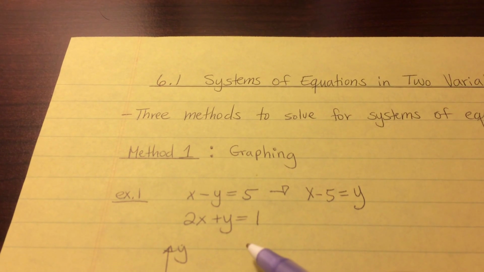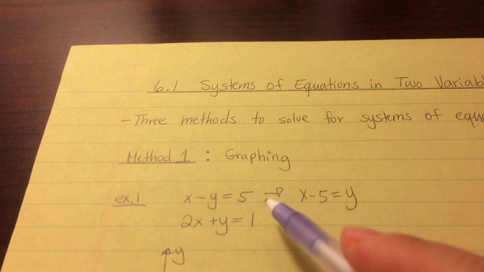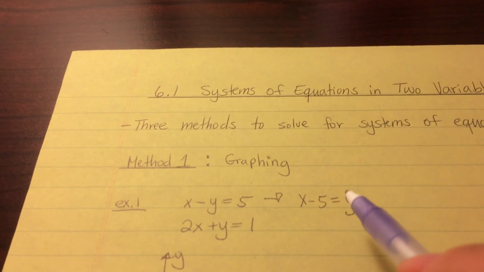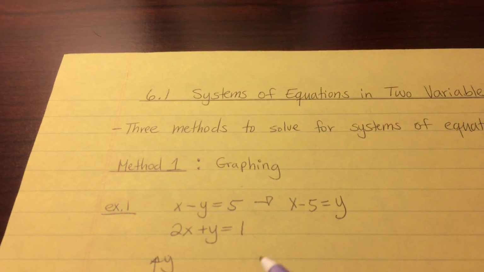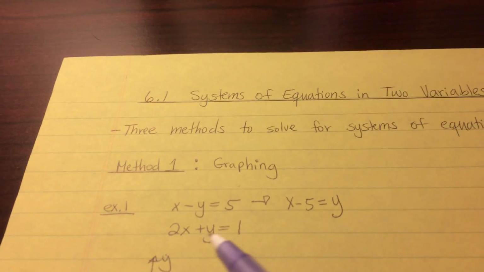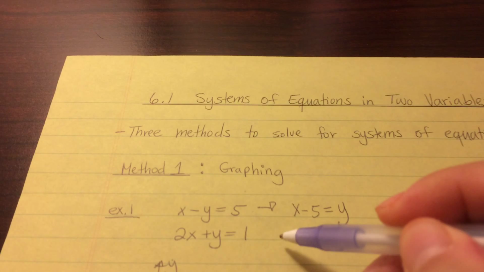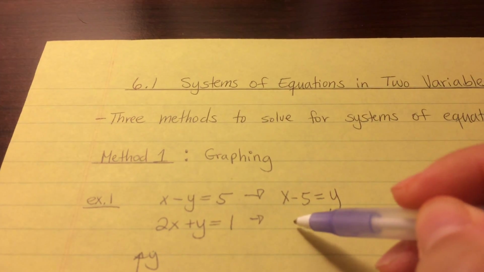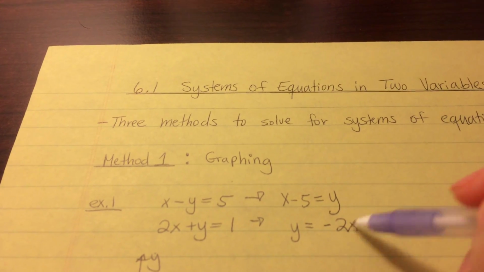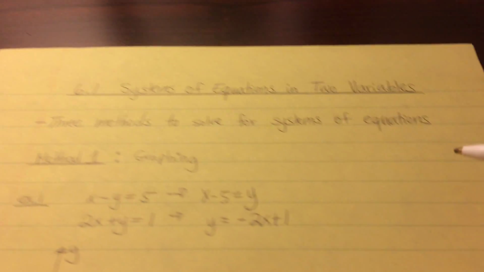Then on this side, we probably want to bring the 2x over to the other side. Try to keep the y positive, because if you have a negative, then you have to divide everything through with a negative, which is fine, but I just think that's an extra step. So we subtract the 2x, and we get y is equal to negative 2x plus 1. And now we're ready to graph.